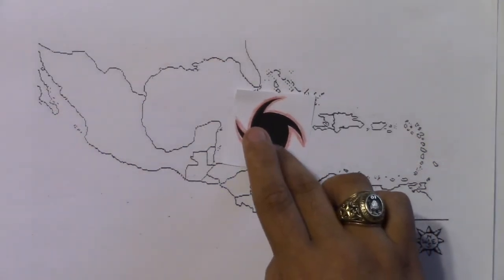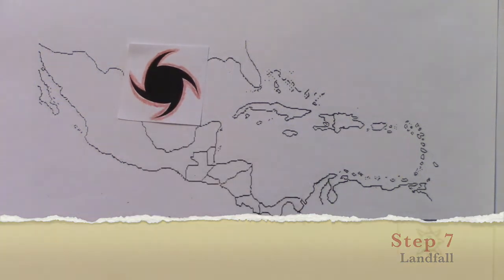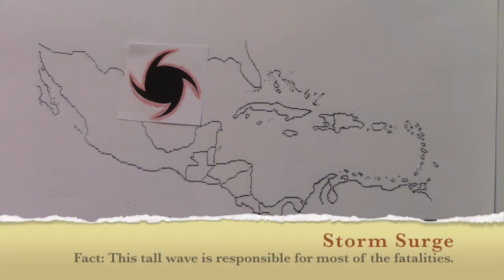Now, the final step of the life of a hurricane is when it hits land. It is going to bring a heavy amount of rain, thunder, and lightning, as well as a large wave called a storm surge, and powerful wind gusts that can reach nearly 200 miles per hour.